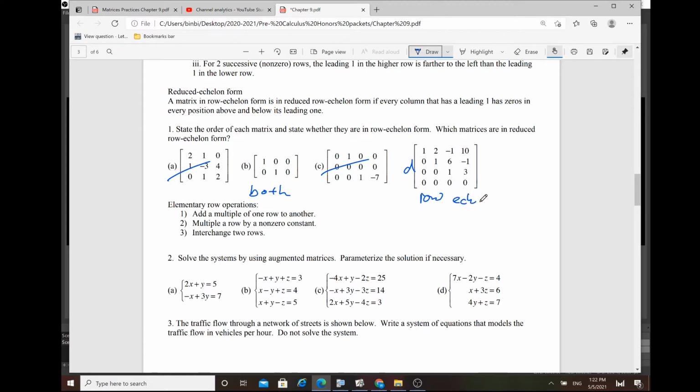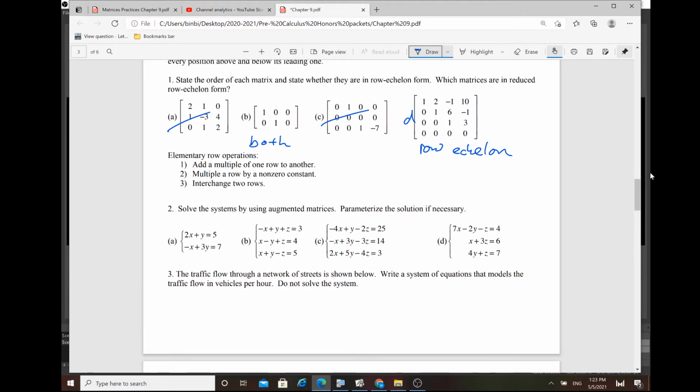But it's not the reduced row echelon, because right above the 1, this one's supposed to be 0, 0. Above the 1 here, this one's supposed to be 0. Instead of being 2, this one, instead of being negative 1, 6, should be 0, 0. So this one is only the row echelon.